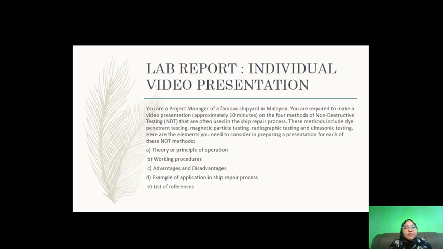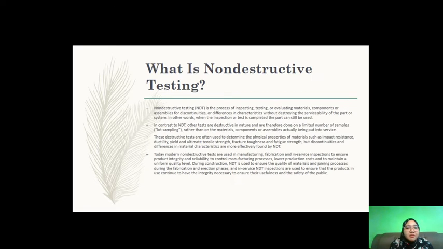Today I would like to present about 4 methods of non-destructive testing. What is non-destructive testing? Non-destructive testing is the process of inspecting, testing or evaluating materials, components or assemblies for discontinuities and differences in characteristics without destroying the serviceability of the part or system. In other words, when the inspection or test is completed, the part can still be used.